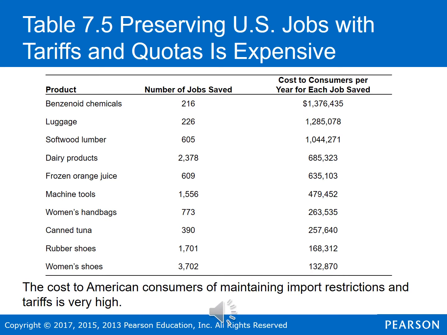Now here are some examples of estimates of the cost of tariffs and import quotas at saving U.S. jobs. So for benzoate chemicals, the number of jobs saved by these tariffs or quotas is 216. But the cost to consumers divided by the number of jobs is over $1.3 million. So for domestic luggage producers, we're saving through tariffs an estimated 226 jobs at a price tag of $1.2 million per job. So the cost to American consumers for maintaining these import restrictions and tariffs is very high. It ends up costing us a lot of money per job because of the increased cost and the transactions that are no longer taking place.